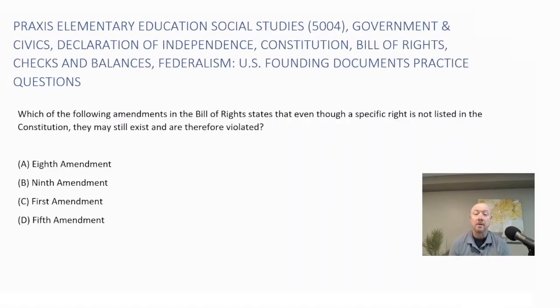Which of the following amendments in the Bill of Rights states that even though a specific right is not listed in the Constitution, it may still exist and is therefore protected from being violated? Is it A, the Eighth Amendment, B, the Ninth Amendment, C, the First Amendment, or D, the Fifth Amendment?